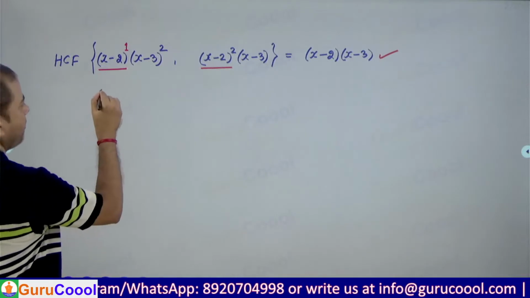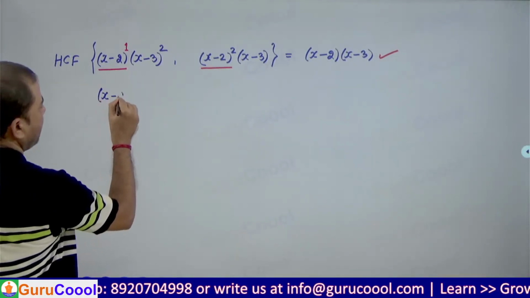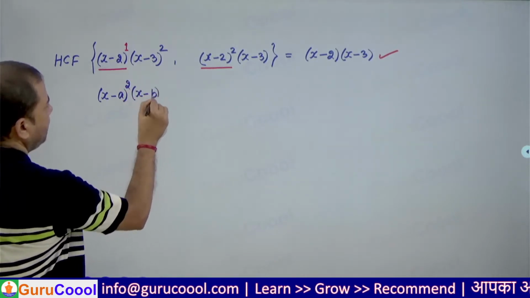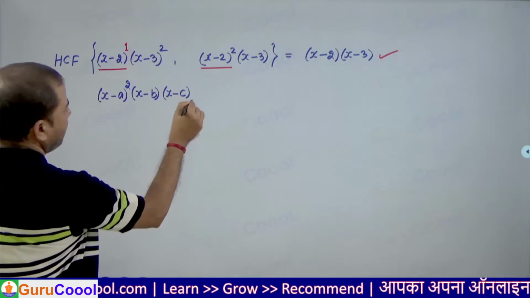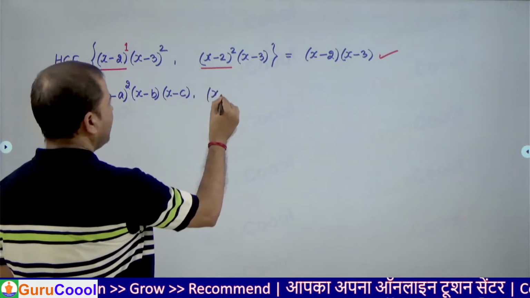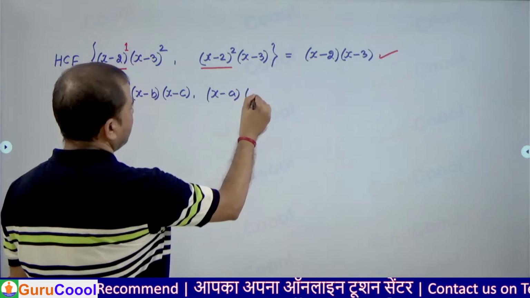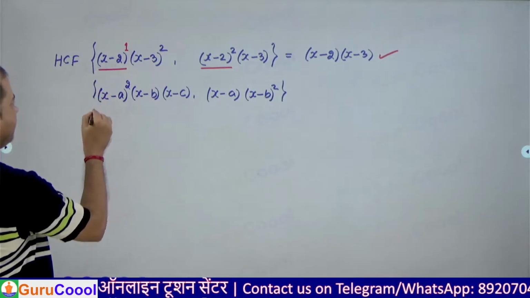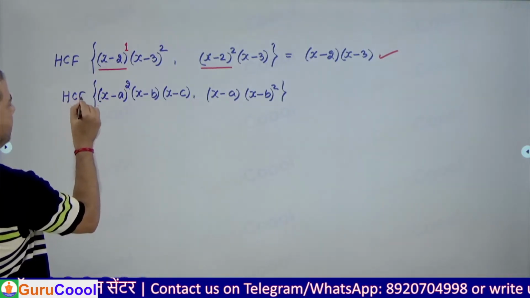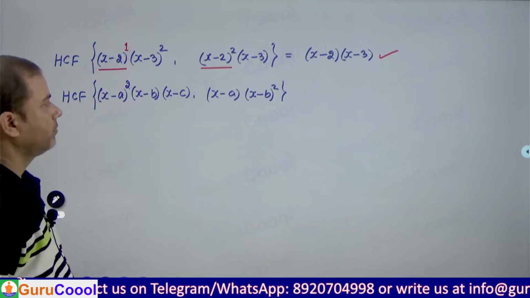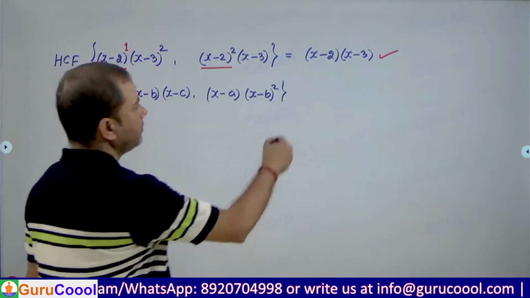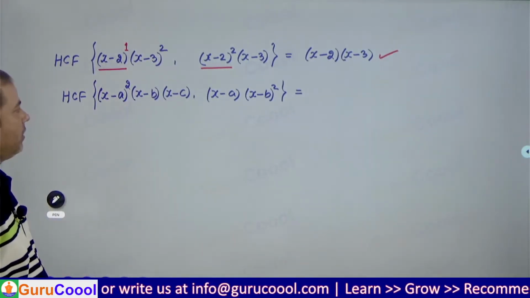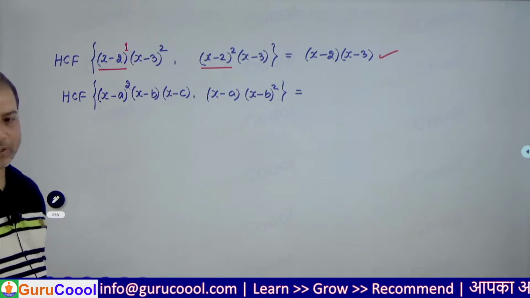Now try this: x minus a whole square, x minus b into x minus c, comma x minus a into x minus b whole square. Find HCF. X minus b into x minus a. Okay, so we have to look at each factor one by one.